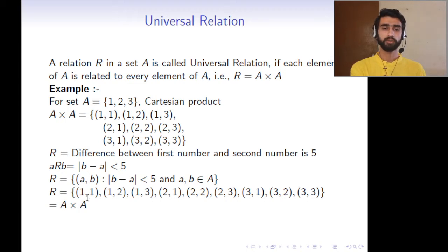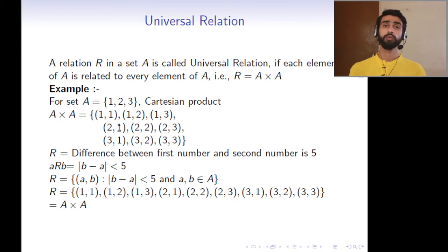So I put this pair in my relation. Now I will check 1 comma 2. This is also difference is 1, which is less than 5. Then 1 comma 3, difference is 2, so it is also less than 5. Then 2 comma 1, difference is 1 and again less than 5.